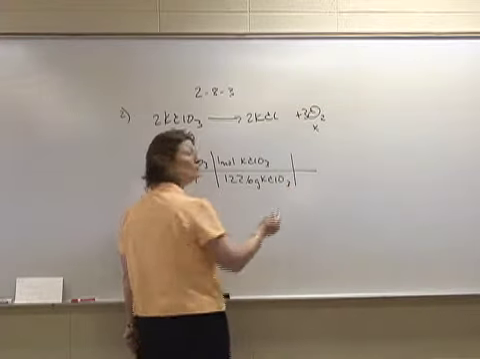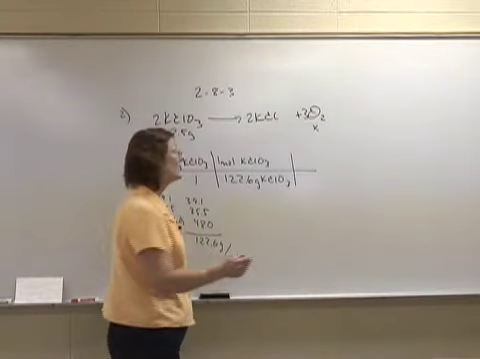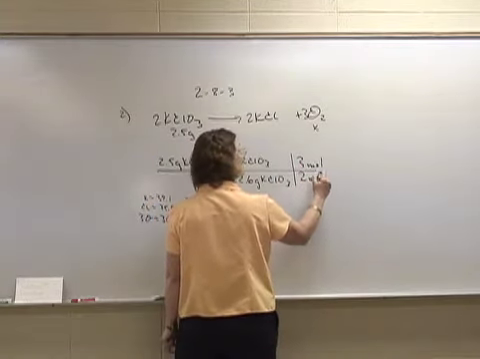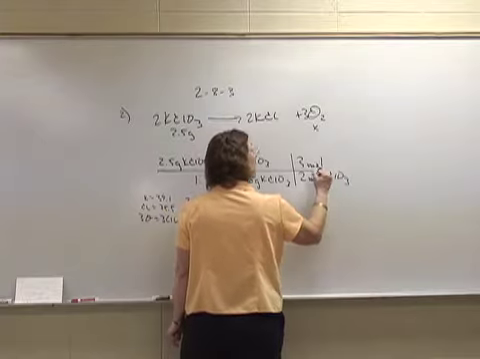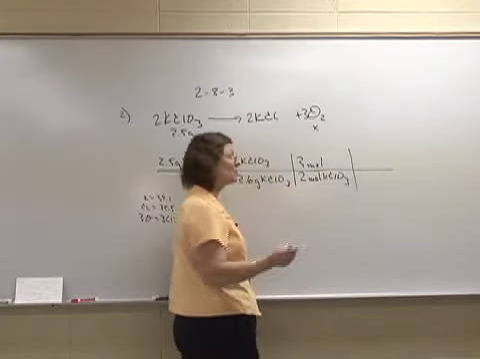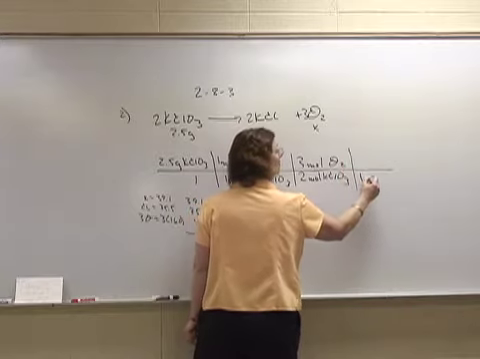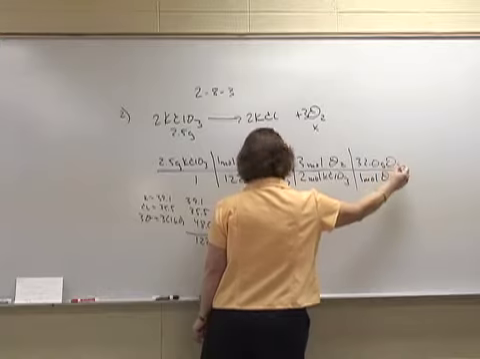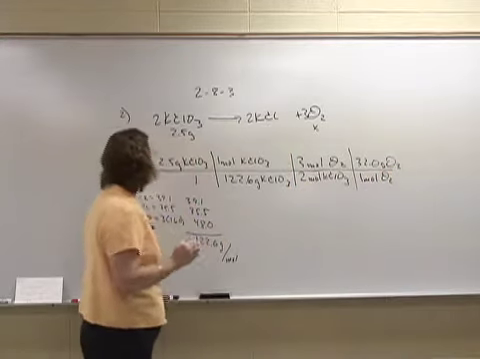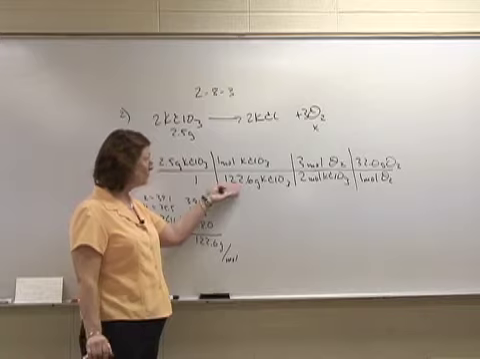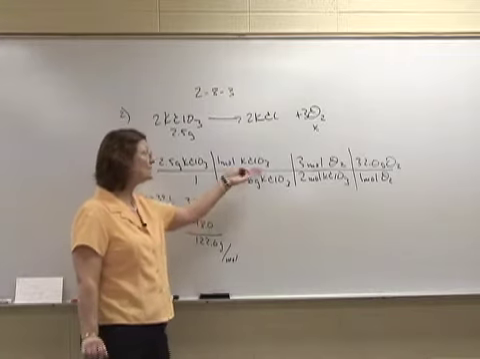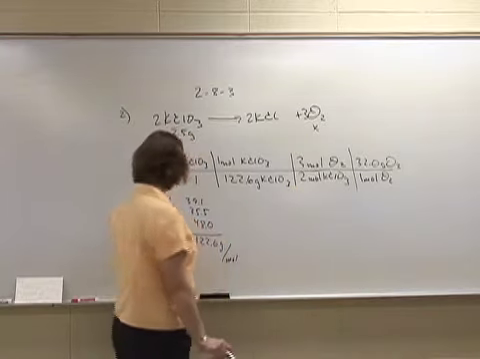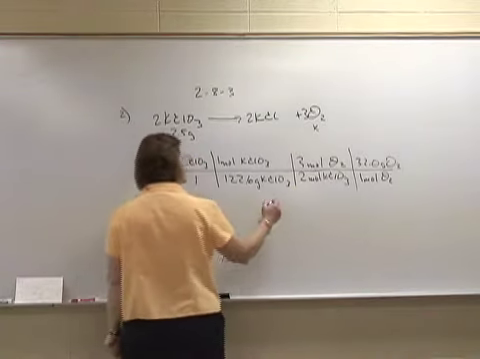Now I need my mole ratio from the balanced equation. I'm finding oxygen and I want to cancel my potassium chlorate. And then I change my moles back to grams. And 1 mole of oxygen has a mass of 32.0 grams of oxygen. 2.5 divided by 122.6 equals, times 3 equals, divided by 2 equals, times 32 equals.